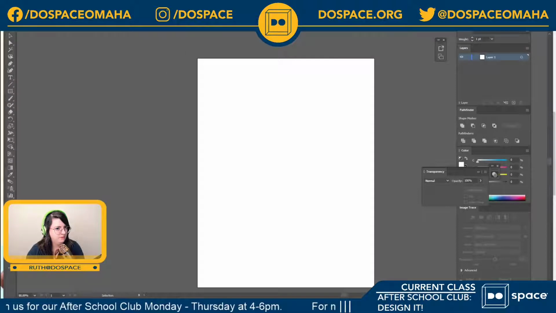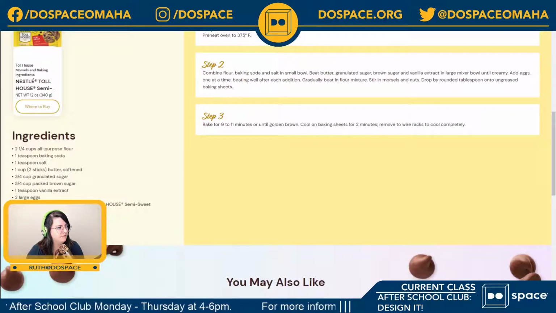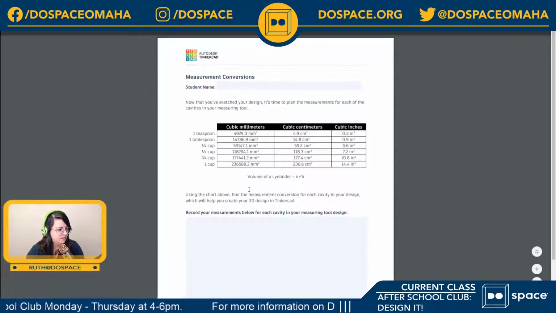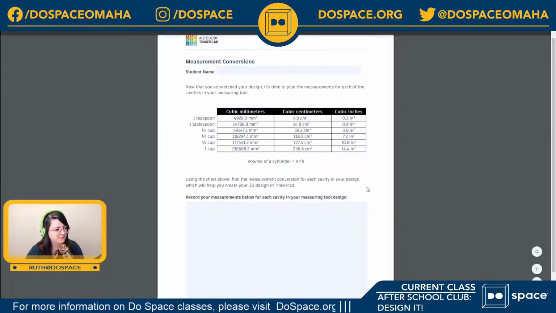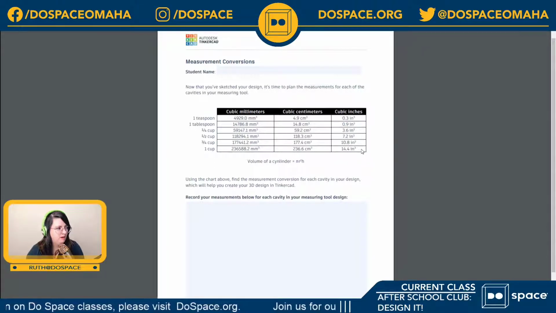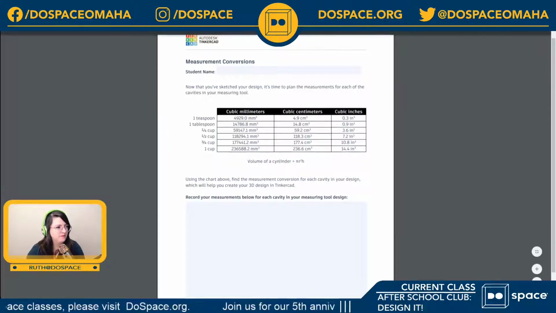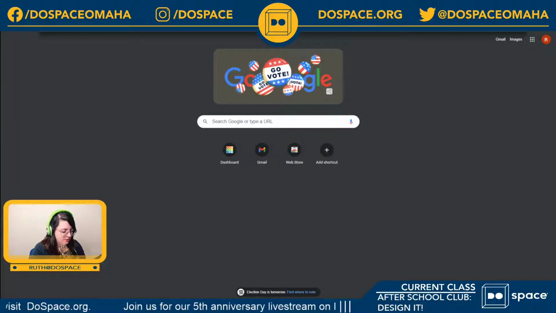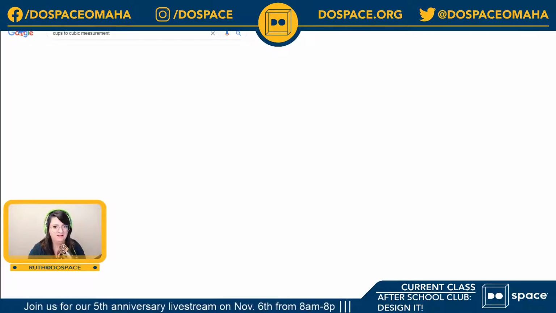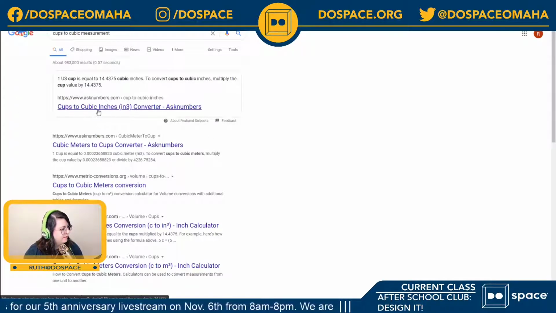So 2 cups, let me go over to my measurements here. Well, 1 cup is 14.4 inches cubed here. So it'd be double that, then 1.5. So I'm gonna look up a website, maybe hopefully there's a website where I can convert cups to cubic measurement. If I can spell right. Luckily you guys can't see what I have on top. There we go. There's a converter.